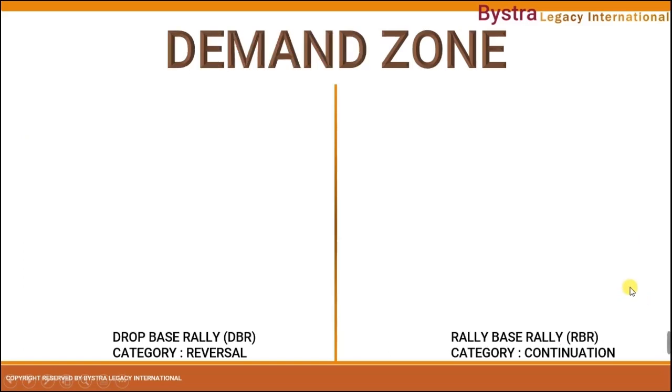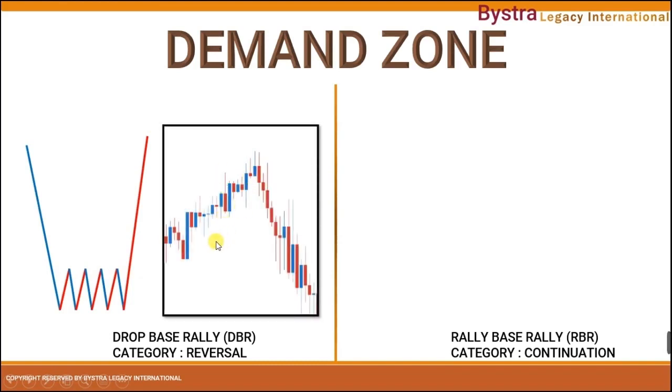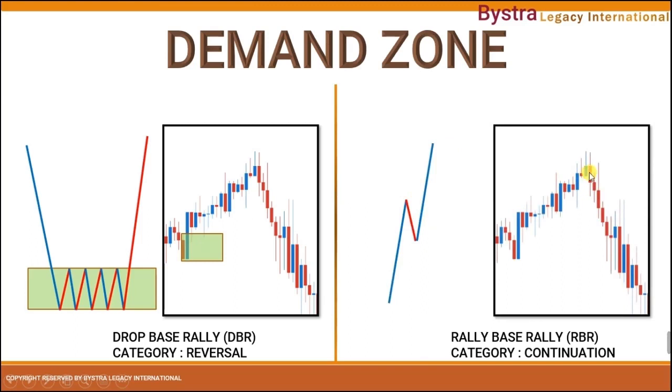Now let's look at the demand zone. At the demand zone, we have the drop base rally and the rally base rally. The drop base rally looks similar to this in the chart, which I will show you in a while. We mark the base here, and in this candlestick chart we can see this is the drop base rally. Then let's look at the rally base rally, something similar to this. This is the candlestick chart, and we mark this as the base. There are a lot here. One of them is here. This can be a rally base rally, and this, and this, and this as well.